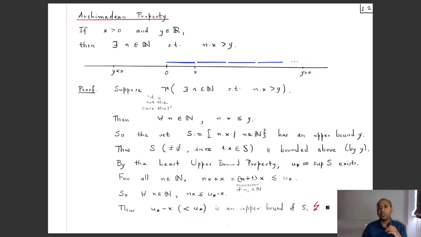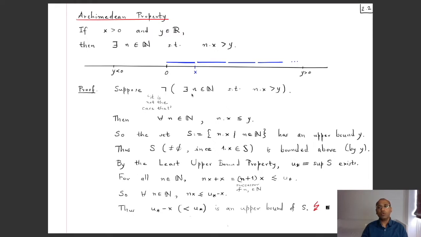This symbol is sometimes used for negation, and it is to be read as "it is not the case that", and then whatever follows. So let's suppose that this does not hold. In other words, it is not the case that there exists a natural number n such that nx is bigger than y. What does that mean?